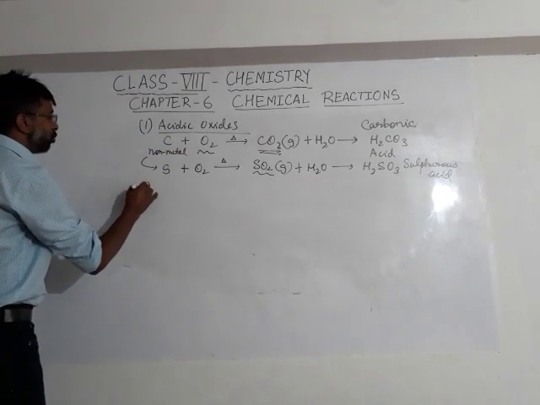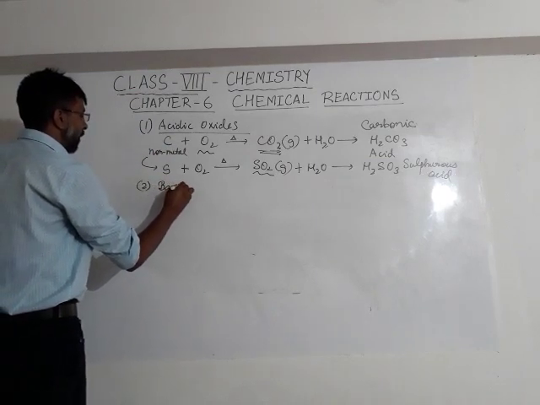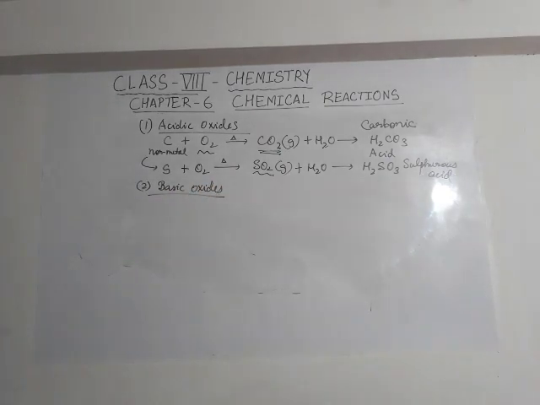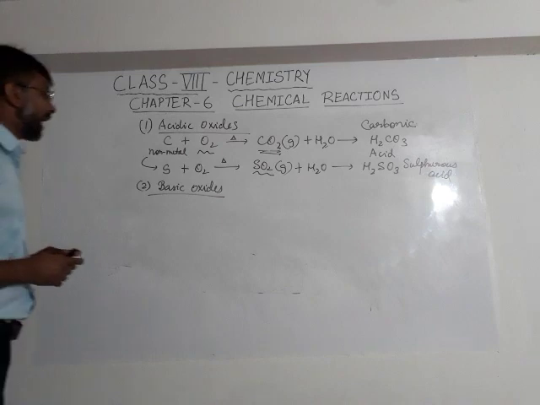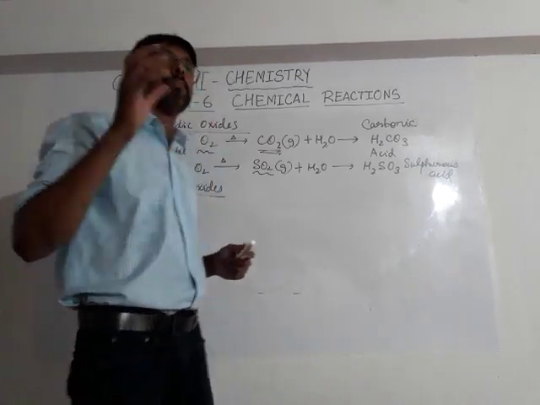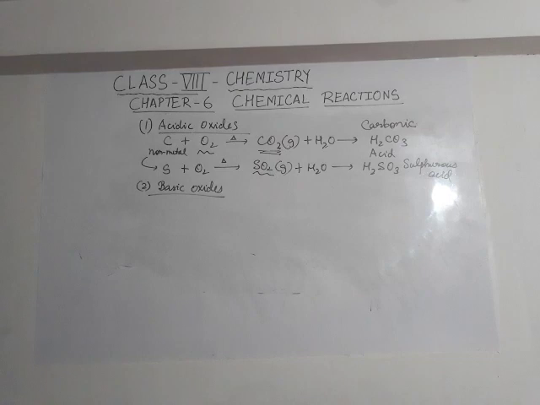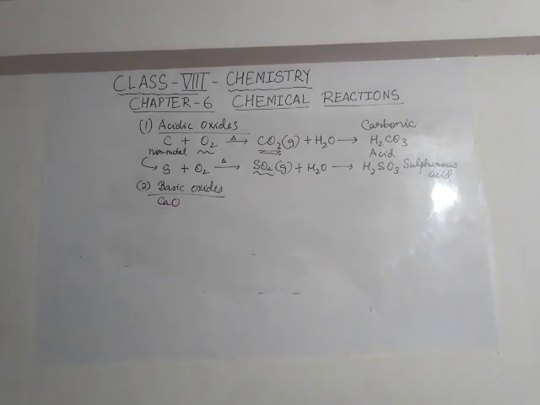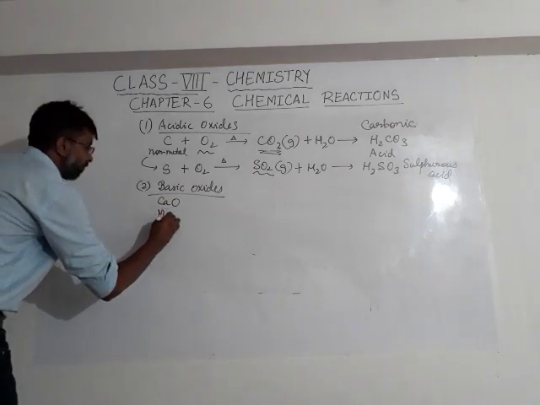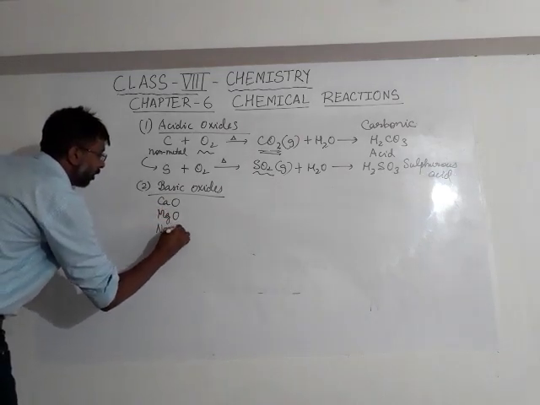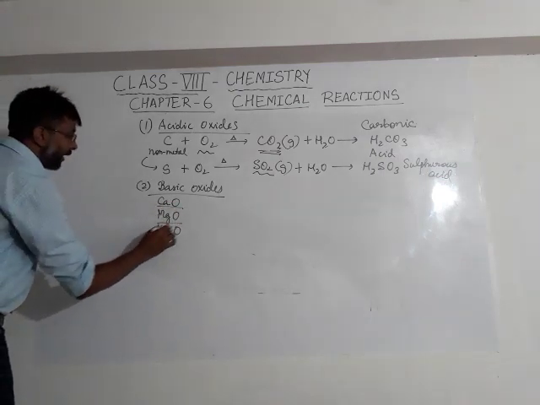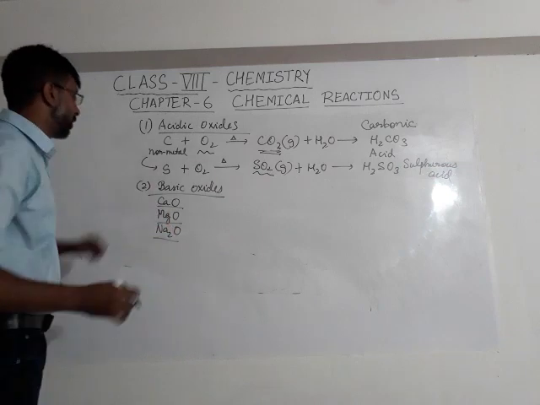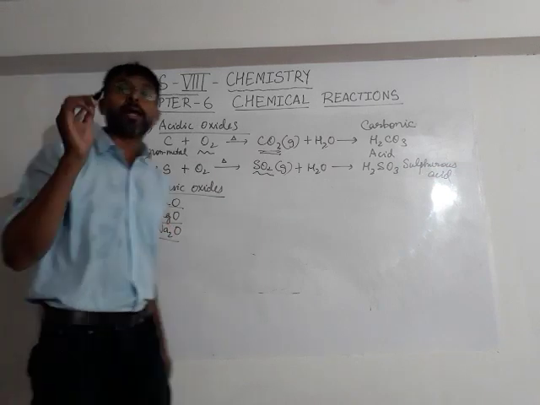The next type, number two, is basic oxides. Let me give you the examples first. Basic oxides are those oxides of metals which are formed when metals are burnt in oxygen of the air. A few examples are calcium oxide, magnesium oxide, and sodium oxide. These are formed when the metals calcium, magnesium and sodium are burned in oxygen. That is why metallic oxides are basic in nature.